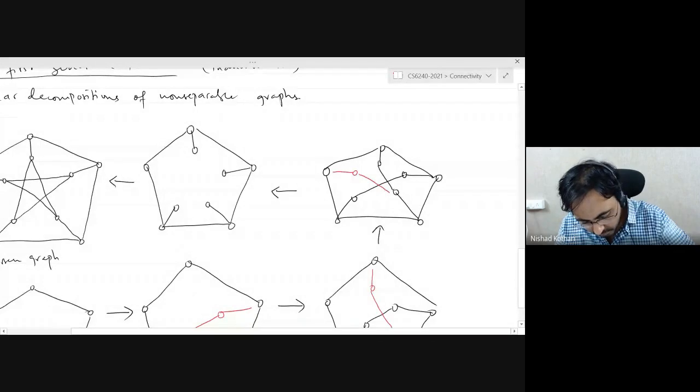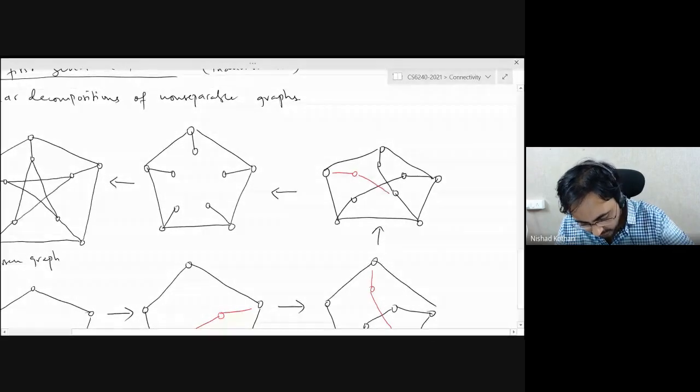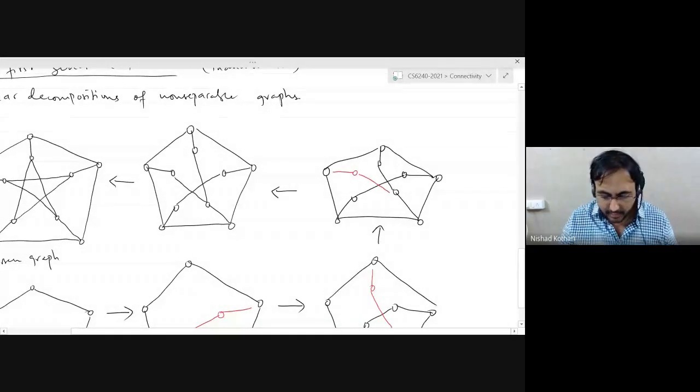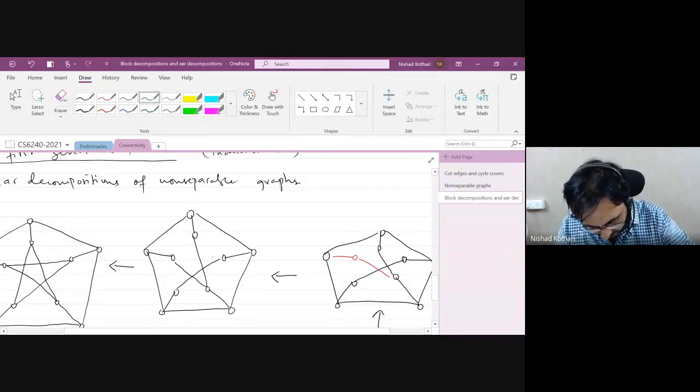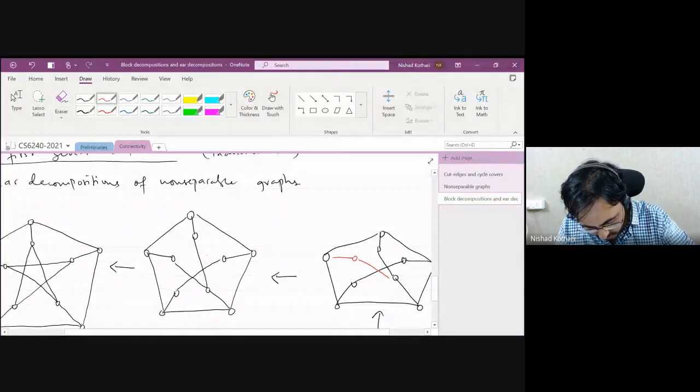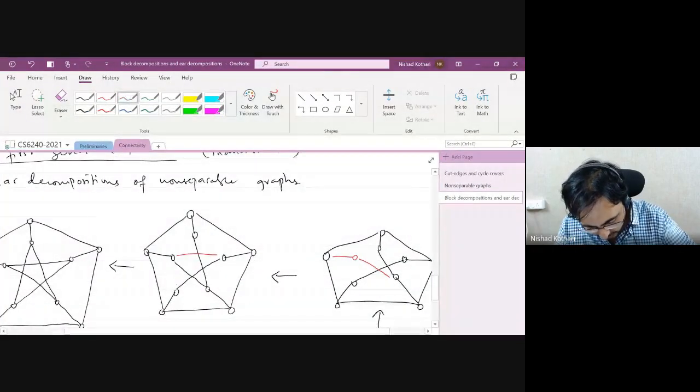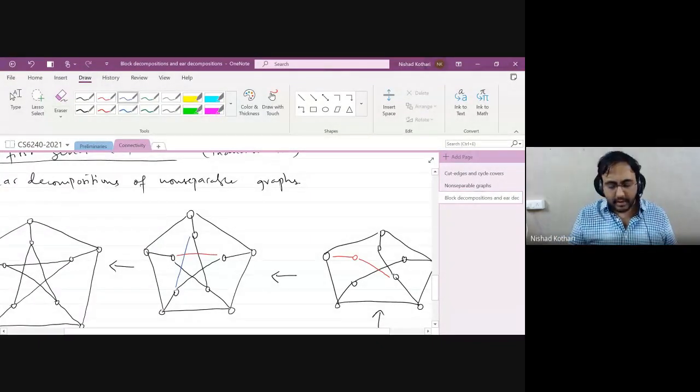So what are the edges I already have? I have this edge, I have this edge, and I have this edge. There are some more edges remaining. Let me add all of those edges one by one in this drawing. So maybe I will start with the red colored edge. Then I will add the blue colored edge. Okay, that is it. Right, so I needed to do two more ear additions. I did them in one drawing.